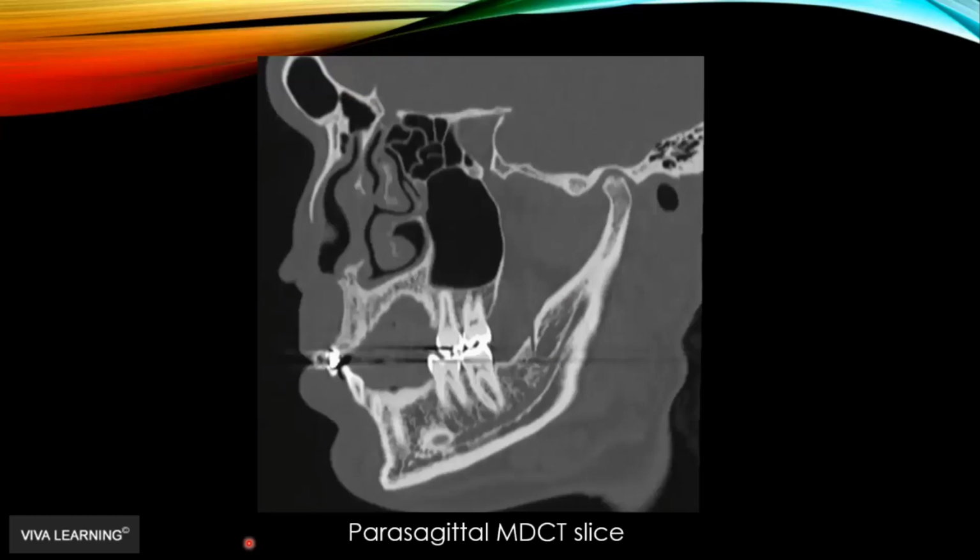Here is one on a parasagittal medical CT slice. So here's the mandibular canal coming all the way down. But if you look here, you can see this curved accessory canal, and it goes from the retromolar trigone area. This has significance if you think about perineural tumor spread, because the most common tumor in this area is a squamous cell carcinoma.